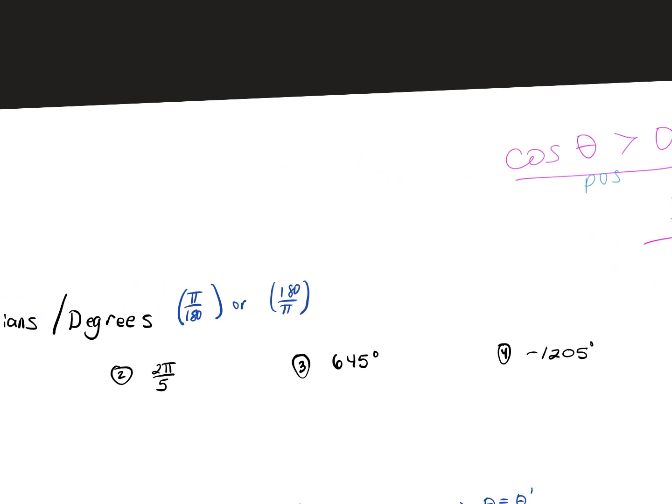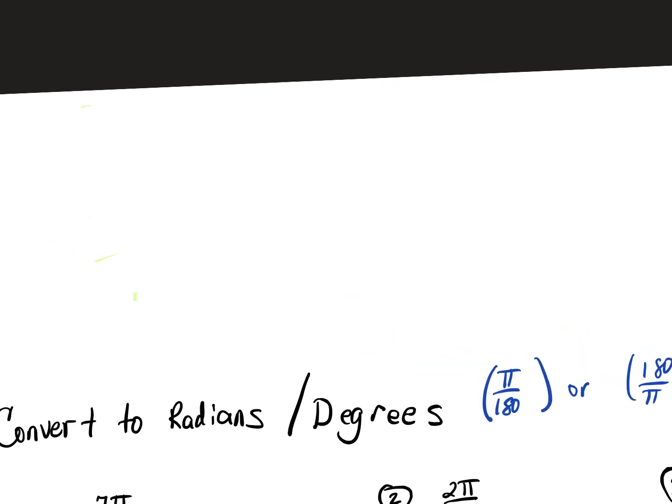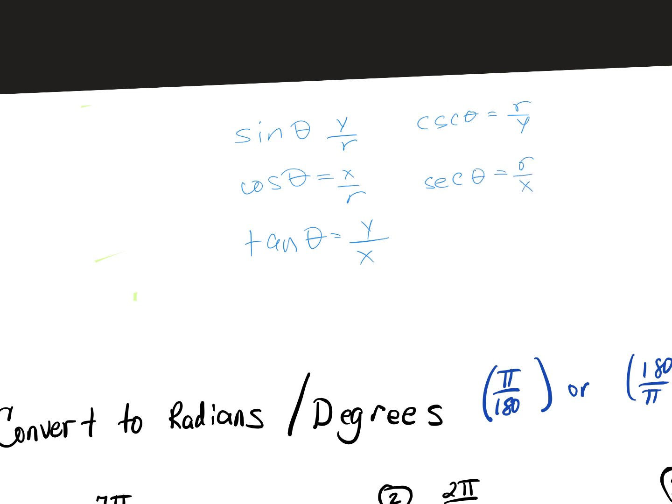You guys absolutely have to know the trig functions. You have to know that sine of theta is y over r. Cosine theta is x over r. Tangent theta is y over x. If you know those, then you can figure out the reciprocals. The reciprocal of sine is cosecant, so it's r over y. The reciprocal of cosine is secant, so it's r over x. And the reciprocal of tangent is cotangent, so it would be x over y.